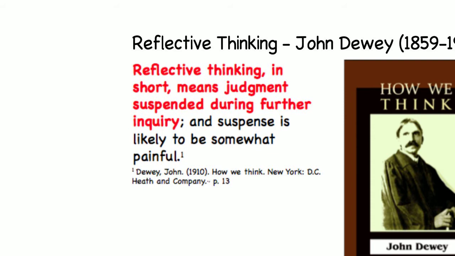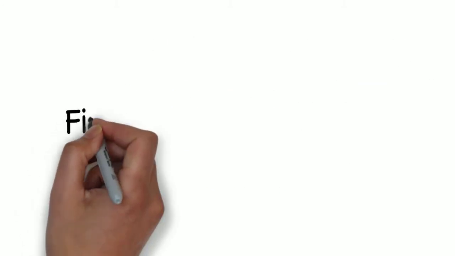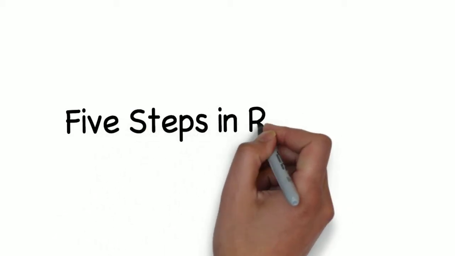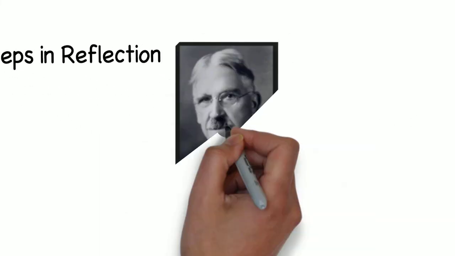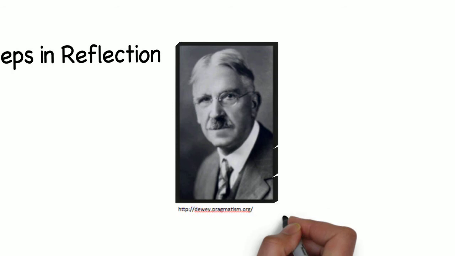Moreover, he says that the suspense is likely to be somewhat painful. In John Dewey's mind, reflective thinking is an uncomfortable situation because you find yourself debating whether or not what is confronting you is certain or whether it is doubtful. John Dewey actually conceived of 5 steps in reflection, and this is again found in his book How We Think. We need to recall that John Dewey is the founder of the philosophical movement called pragmatism.